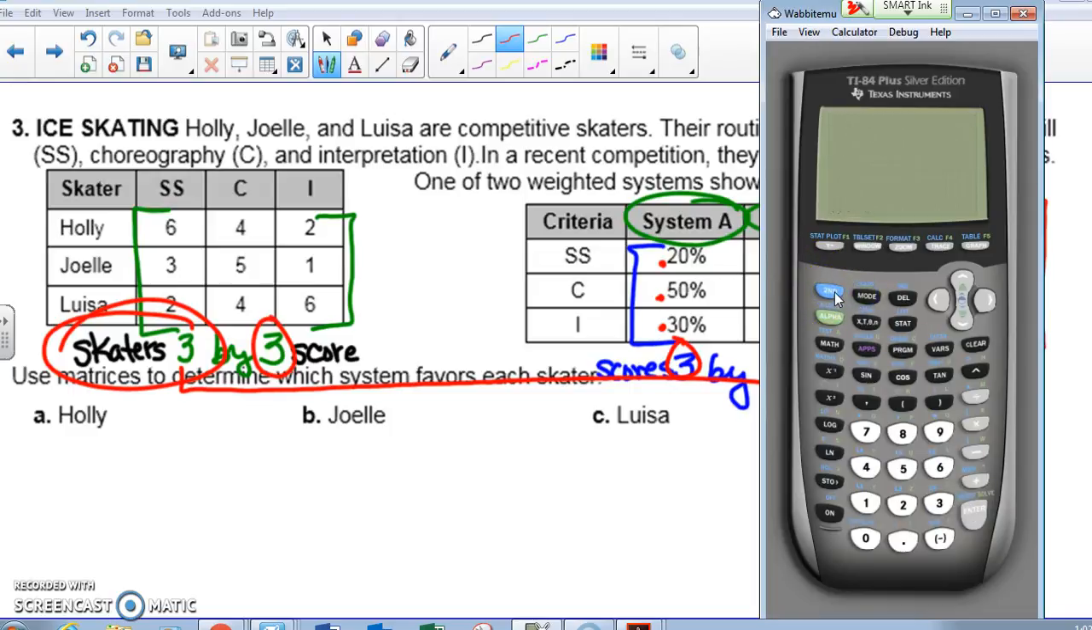Right, then you want to quit and go back into matrix and edit, go all the way to the right, and go down to matrix B. And what size did we decide that one was? 3 by 2.